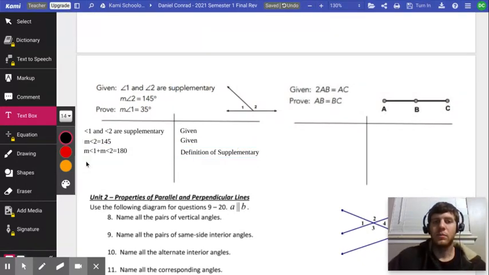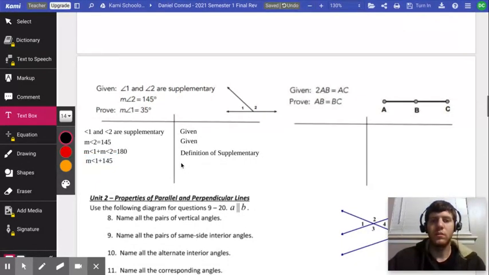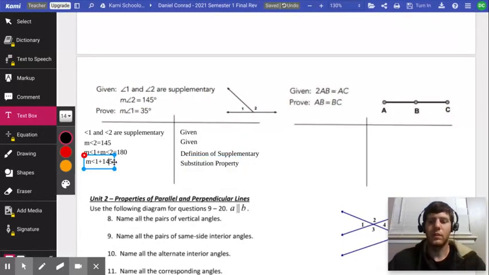We can then substitute in the measure of angle 2. So we can put the measure of angle 1 plus 145, replacing the measure of angle 2 with 145 because we know that's equal. That is your substitution property. Equals 180.